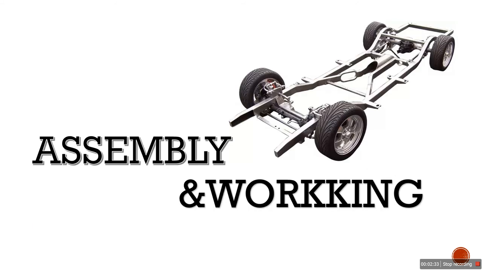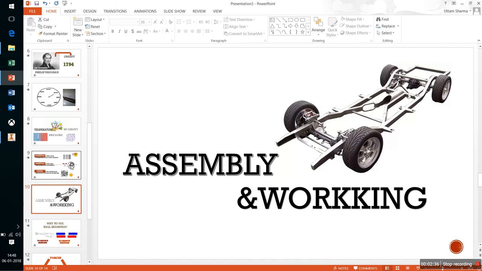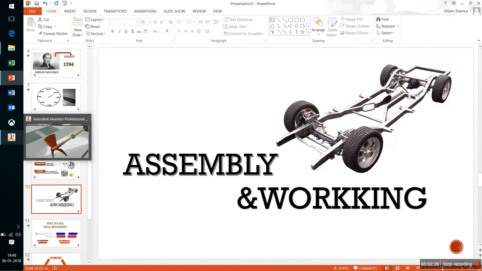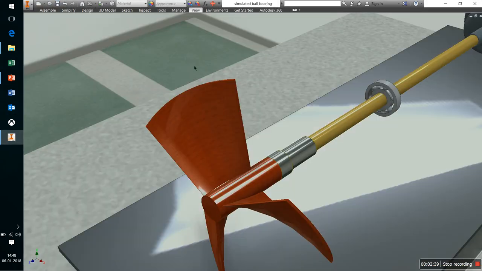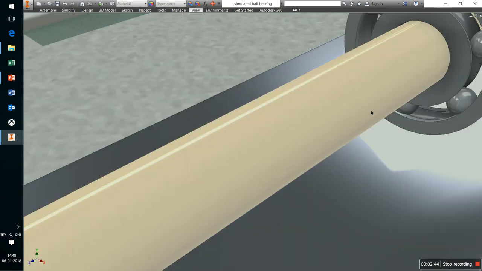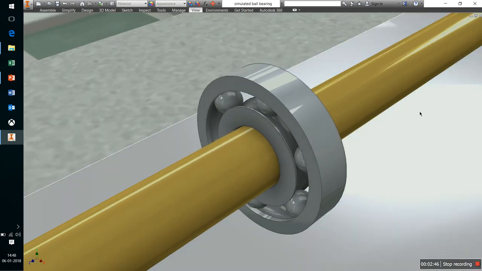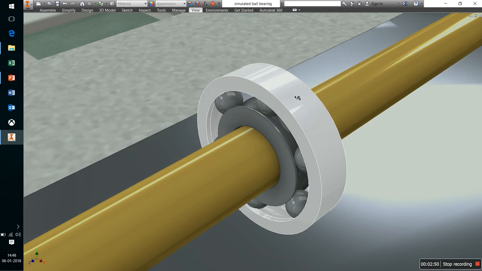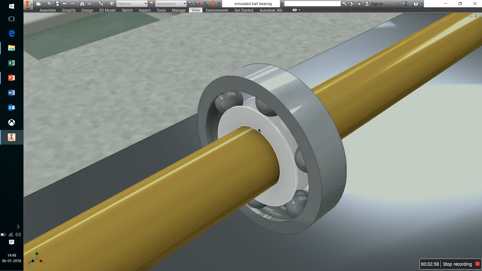So today I will be talking about the assembly and the working of ball bearings by looking at our CAD model. You can see here how the ball bearing looks. This is how a ball bearing looks in reality. This is known as the outer race. This is known as the inner race. The outer race is generally fixed in a ball bearing and the inner race is the movable part.